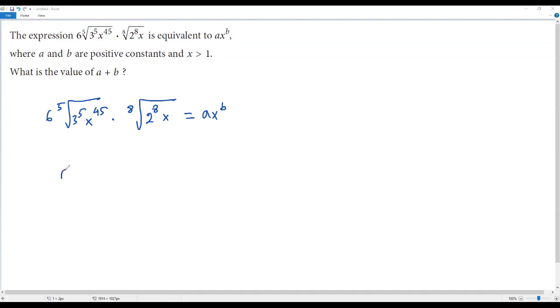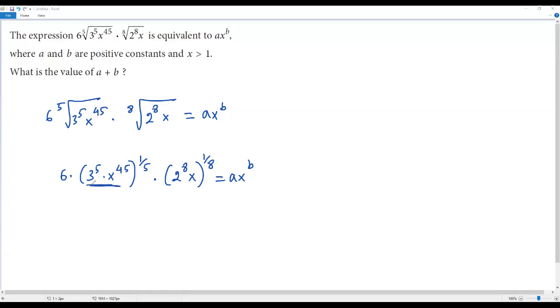Since it is a fifth root, it can be written as exponent 1 over 5. That is 6 times (3 to the power of 5 times x to the power of 45) whole to the power of 1 over 5. I just wrote this radical with index 5 as exponent 1 over 5. And here we have a radical with index 8, so it can be written as an exponent 1 over 8. So then I'm getting (2 to the power of 8 times x) whole to the power of 1 over 8 equals a times x to the power of b.